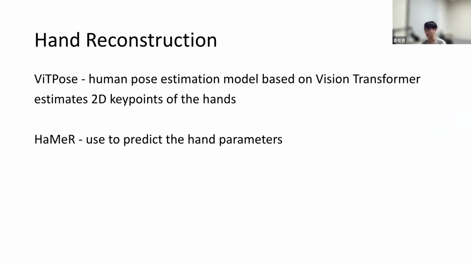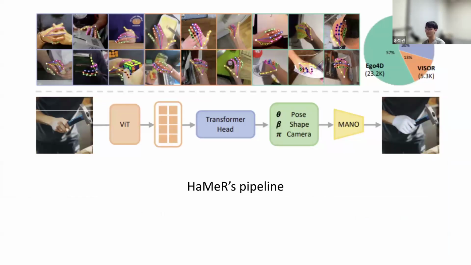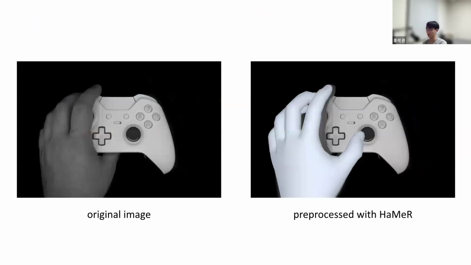Next tab is hand reconstruction. It uses Hammer, a transformer-based approach. This is Hammer's pipeline. In here, ViTPose is used to get 2D key points of the hands. So we can get the hand mesh with Hammer, and the hand parameters are predicted by Hammer.